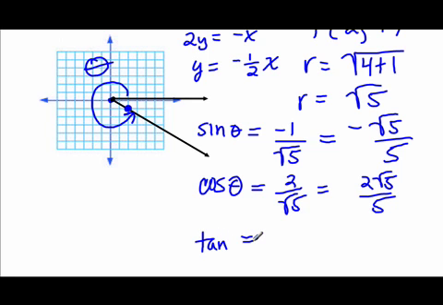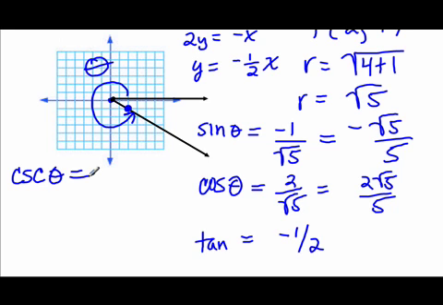Tangent is y over x. That's simply -1 over 2, or -1/2. Now we'll start doing the reciprocals. Let's go to cosecant for a minute. Now it's time to form the reciprocal, folks, of what we got for sine.